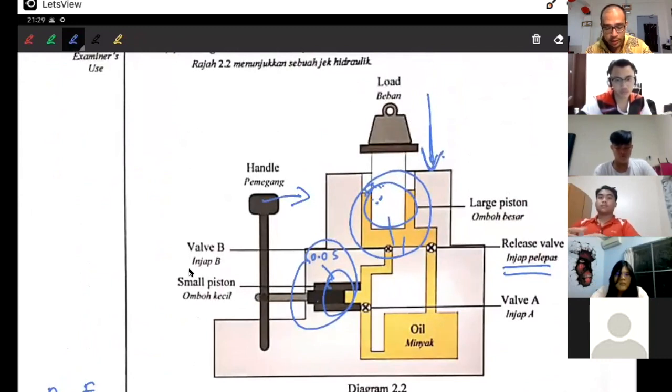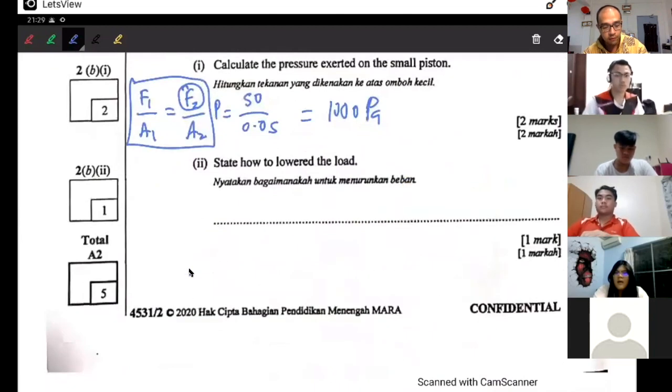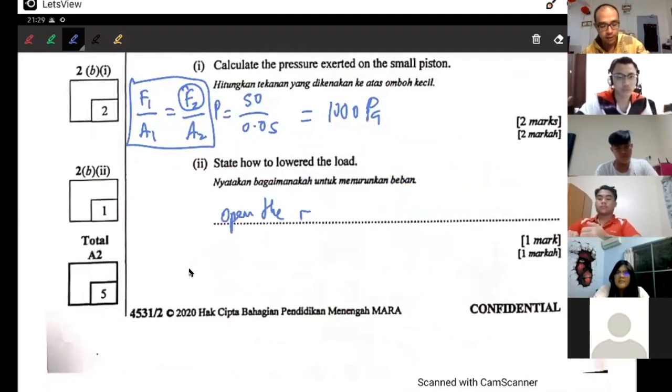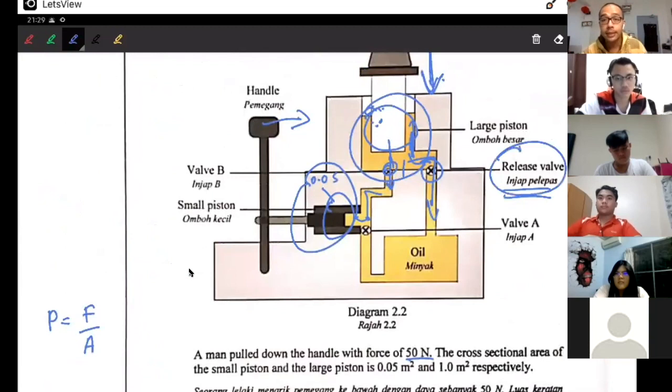So obviously what needs to happen is this one needs to be opened. The two release valves need to be open so that the oil over here can travel downwards. It can enter like this. So the answer for this would be to open the release valve. You open the release valve so that the load can go down.